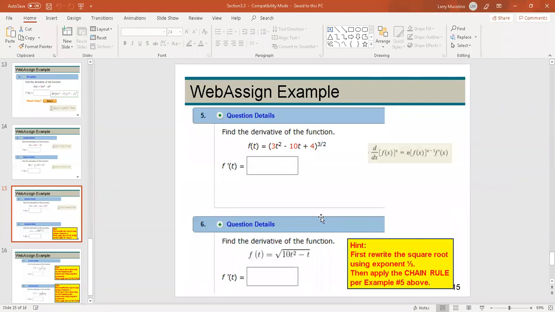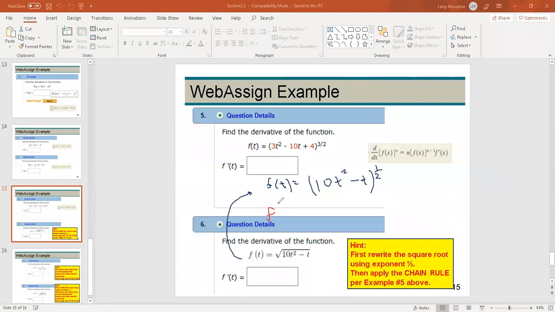For the bottom example, the first thing I'm going to do is rewrite this using fractional exponents. So I'm going to write this as 10t squared minus t to the 1/2. I haven't taken any derivatives yet. I'm just rewriting the original function using the exponent 1/2 instead of using the square root symbol. Now let me go ahead and take the derivative.